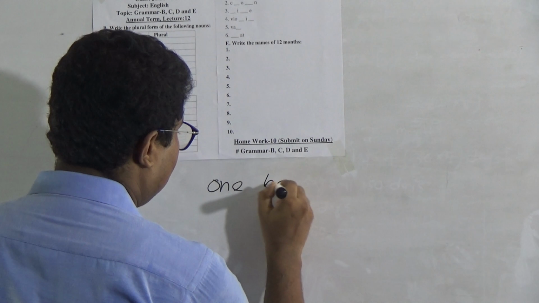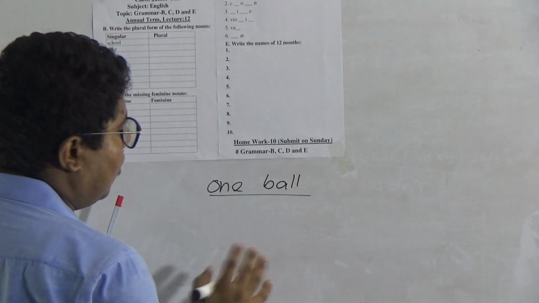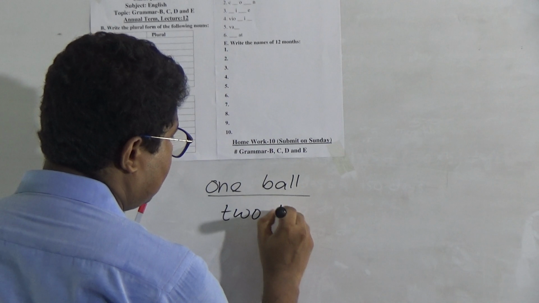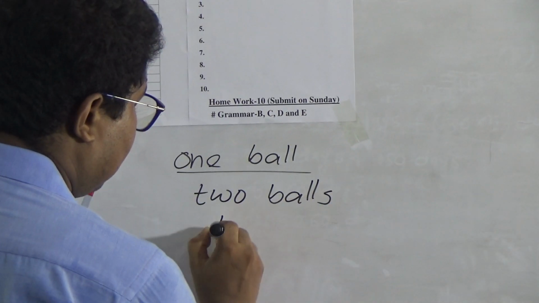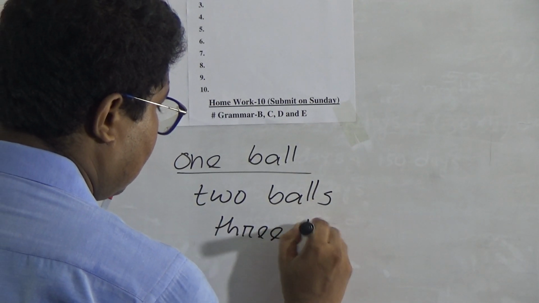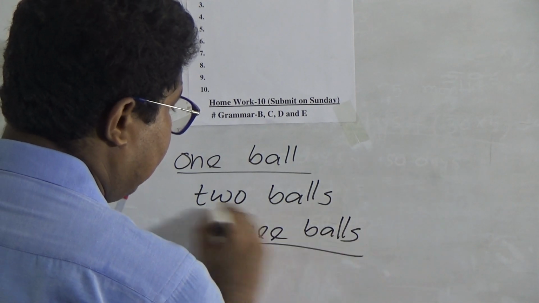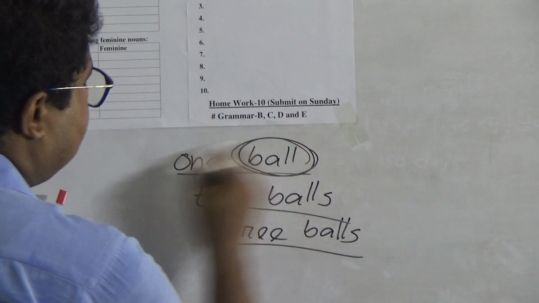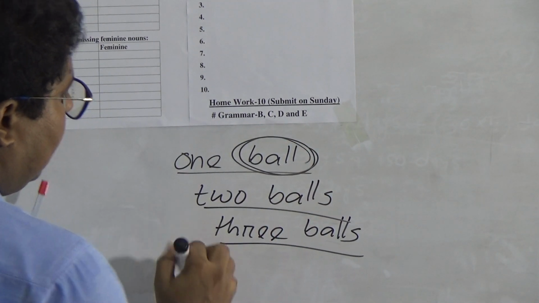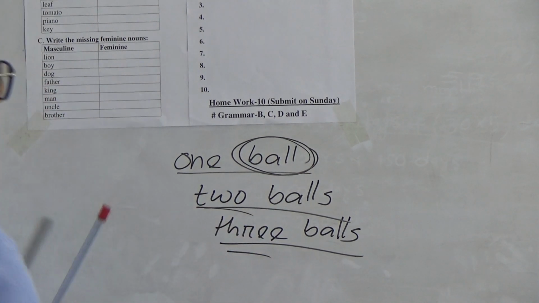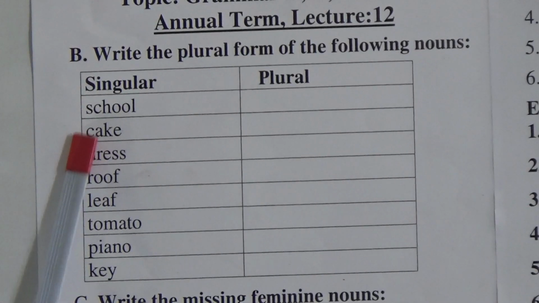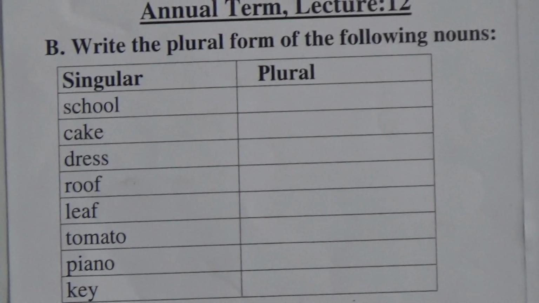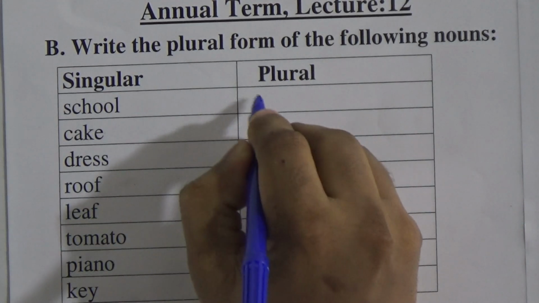If I say one ball, this is singular. If I say two balls, three balls, these are plural. If anything presents one thing, we say it's singular. If anything presents more than one, two, three, this is called plural. So we will have to make this singular number into plural number. School, if we make it plural, it will be schools.